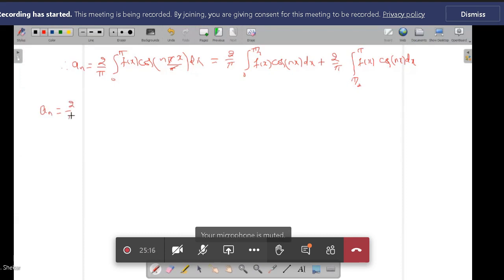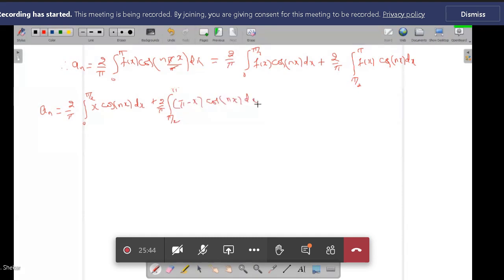So an is 2 by pi integration from 0 to pi by 2, f of x is x into cos nx into dx, plus 2 by pi integration from pi by 2 to pi, f of x is pi minus x into cos nx into dx. Okay, now again we use Leibniz rule.